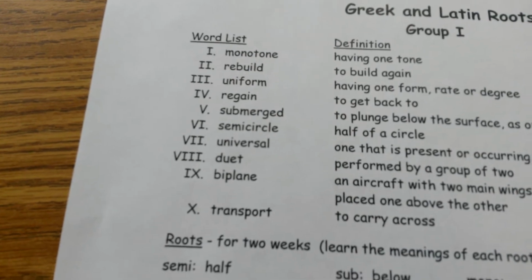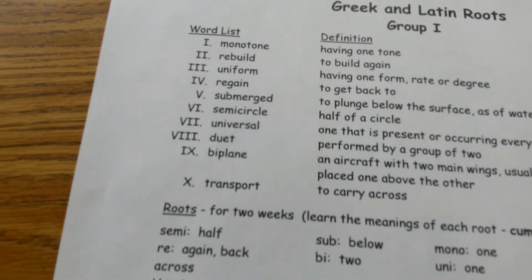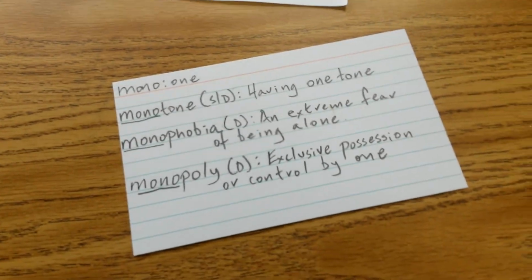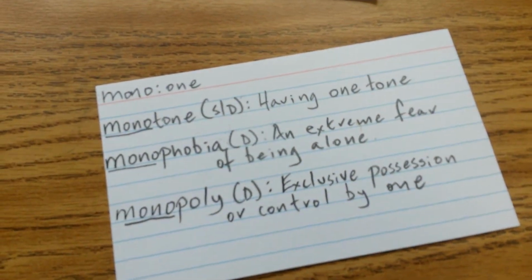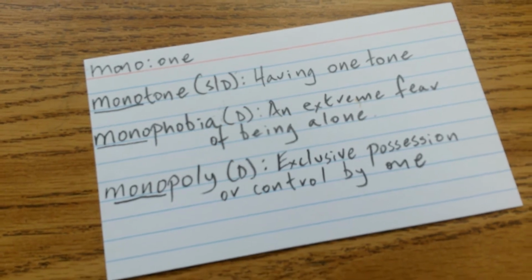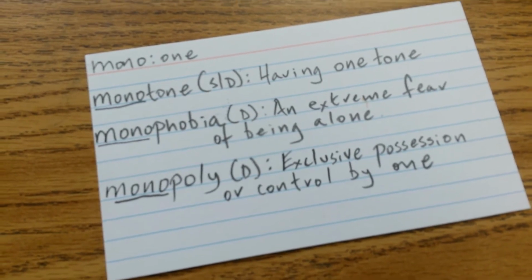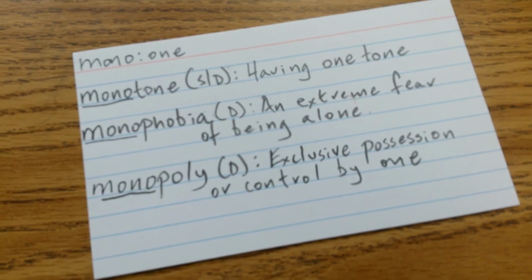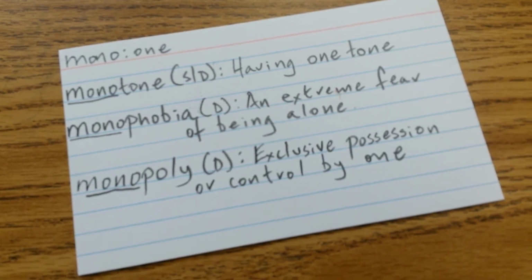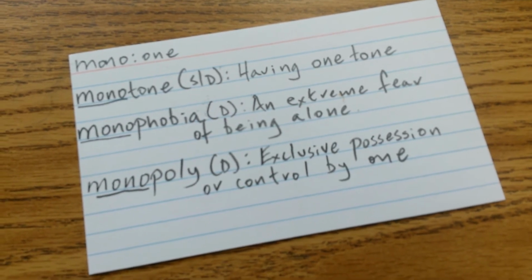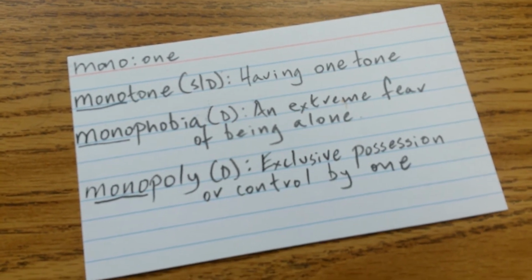So we're going to go onto the lined back side of our flashcard, and let me back up. The top of the card, we want to have the definition of the root. So the definition of mono is 1. Then we're going to write down that first word we found in the word list. That's monotone. And you'll note that it's followed by the initials SD because the kids are responsible for spelling and defining that word. And then write down the definition.